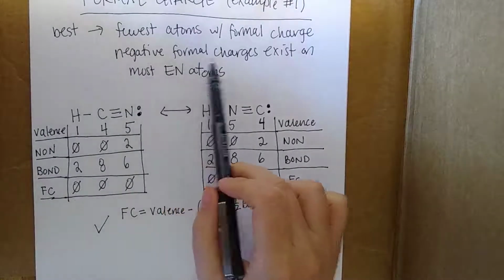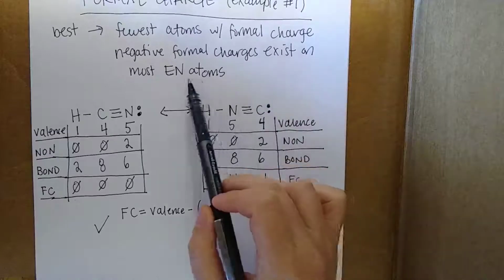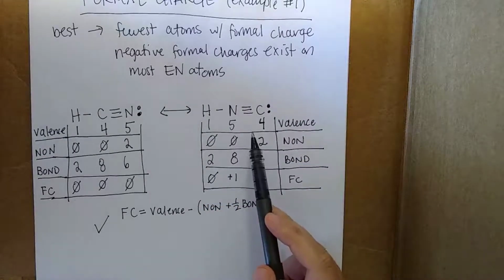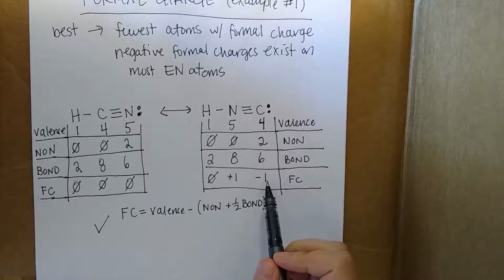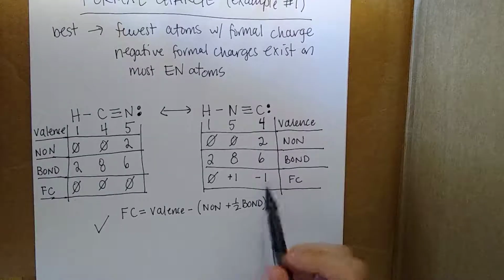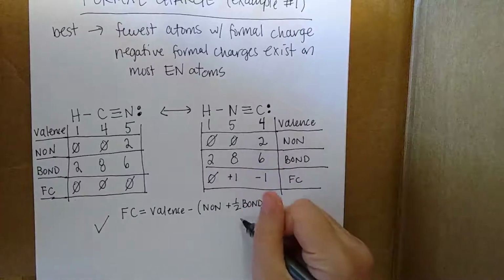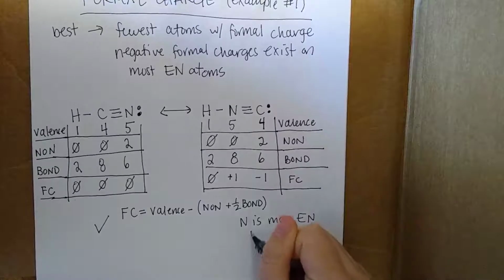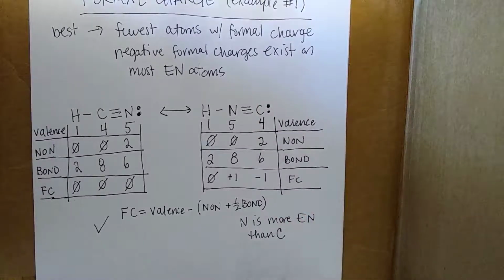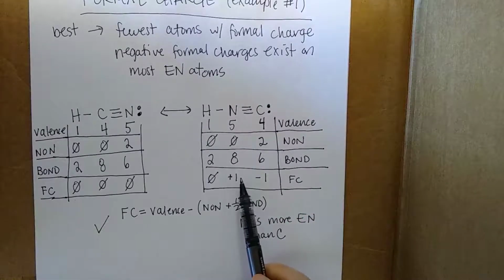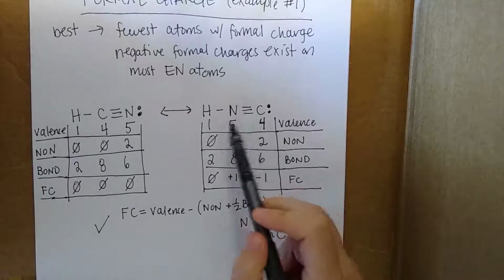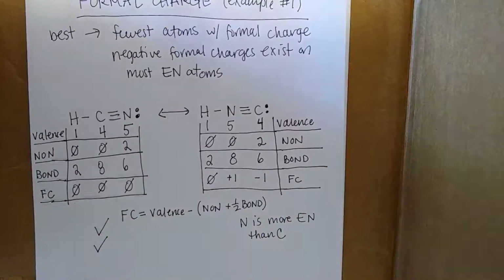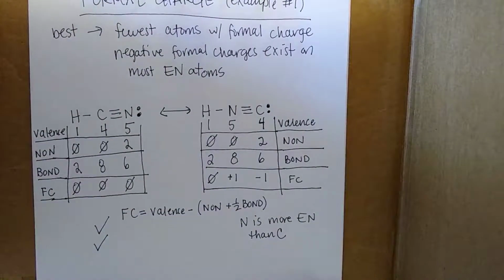Furthermore, the negative formal charges should exist on the most electronegative atoms. So in this structure, where we actually have a negative formal charge, it doesn't exist on the most electronegative atom. We know from the periodic table, nitrogen is more electronegative than carbon. So if this structure were to be stable, the nitrogen should be the one carrying the negative charge, and that's not the case. So that's further proof that this structure on the left is the more stable one.